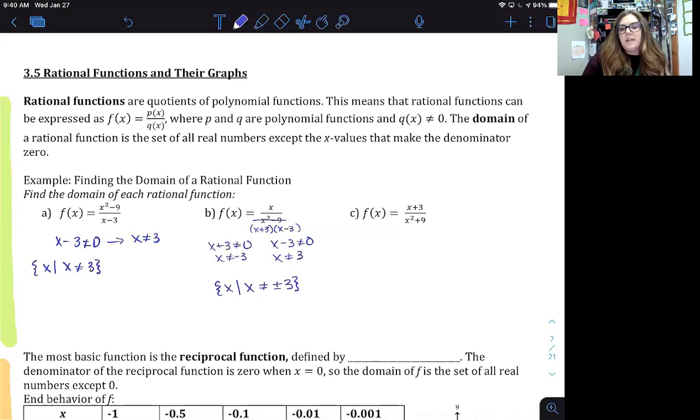All right, looking at this last one, x squared plus 9. Well, we can't factor that. So let's go ahead and try setting it not equal to 0. If we subtract, we get x squared cannot equal negative 9. And if we take the square root, we get plus or minus 3i because of that negative. We don't care about our complex numbers. So here, our domain is all real numbers.